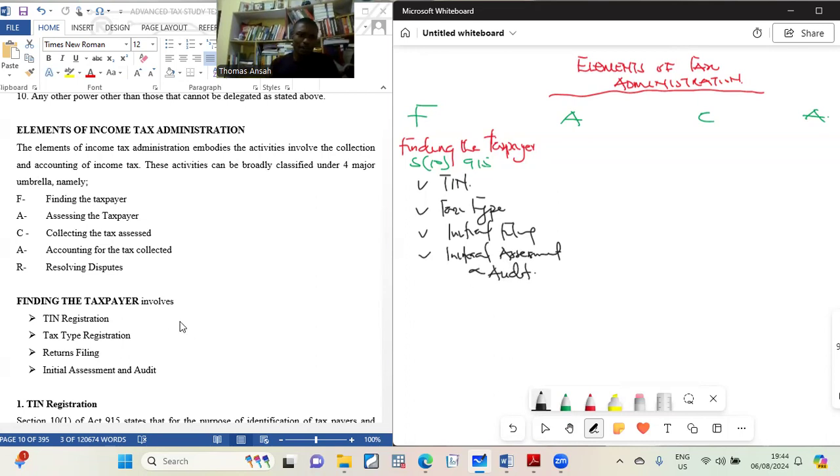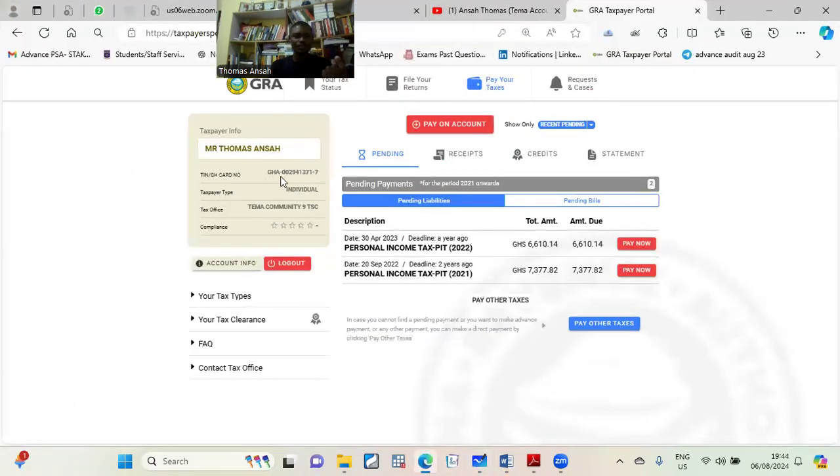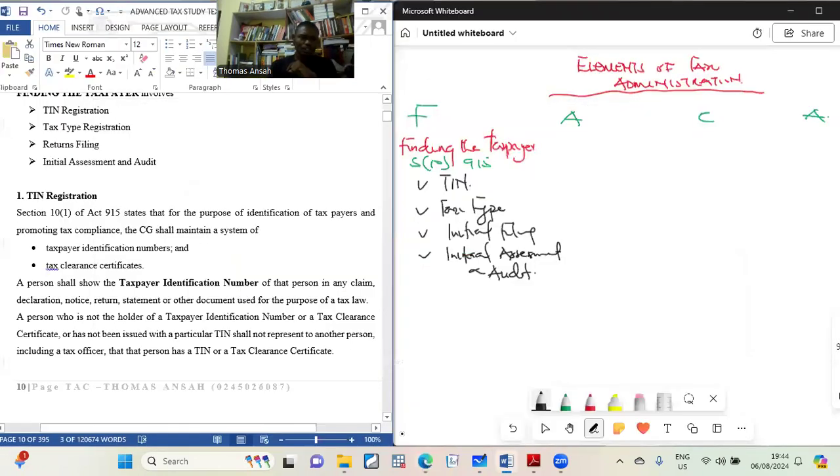You see, we have the TIN. The TIN is a tax identification number. Everybody is supposed to have TIN. I showed you my TIN. This is my TIN. So that is that. Now, it is very difficult to tell people to come and register for TIN. In 2017, we were all supposed to do TIN, but not everybody was doing it.